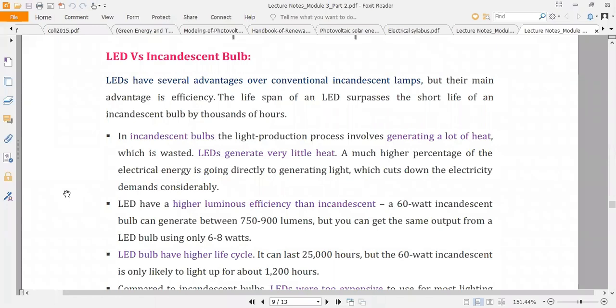Second one, luminous efficiency. Luminous efficiency क्या होता है, किसी को याद है? फर्स्ट क्लास में बताए थे luminous efficiency. Anyone?